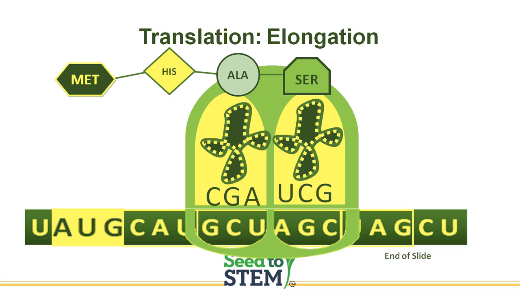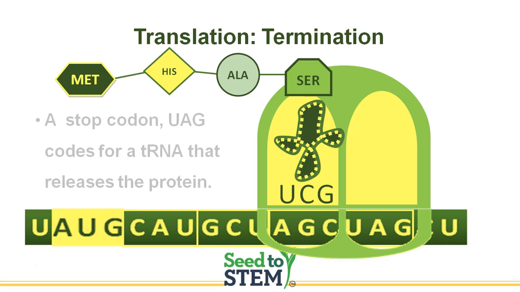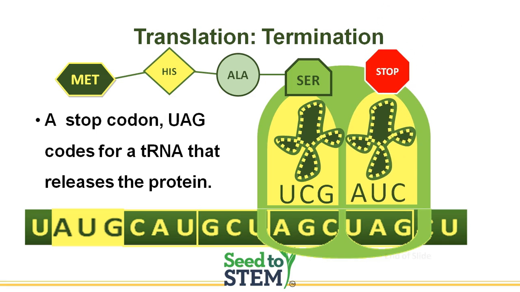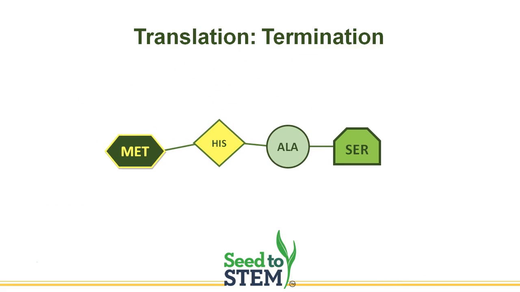There are 3 tRNA molecules that do not have amino acids on the opposite end. Instead, they have a releasing factor, which releases the protein and the ribosome from the mRNA. The 3 codons that code for these tRNA molecules are called stop codons. The resulting chain of amino acids is called a polypeptide or a protein. This chain will fold to produce a 3-dimensional shape, which will determine its function.